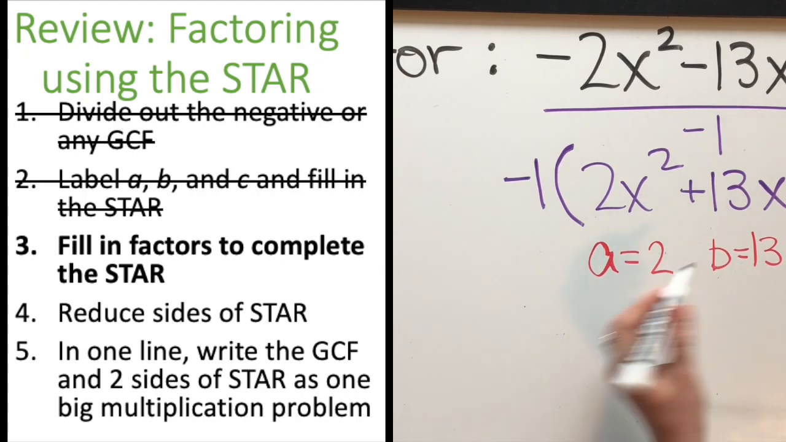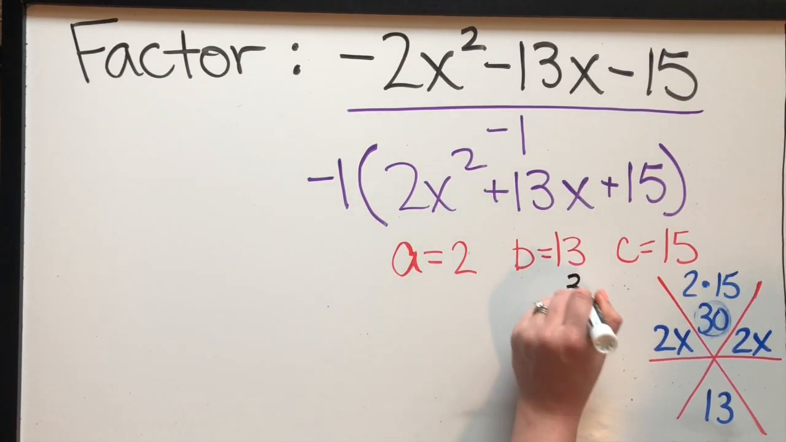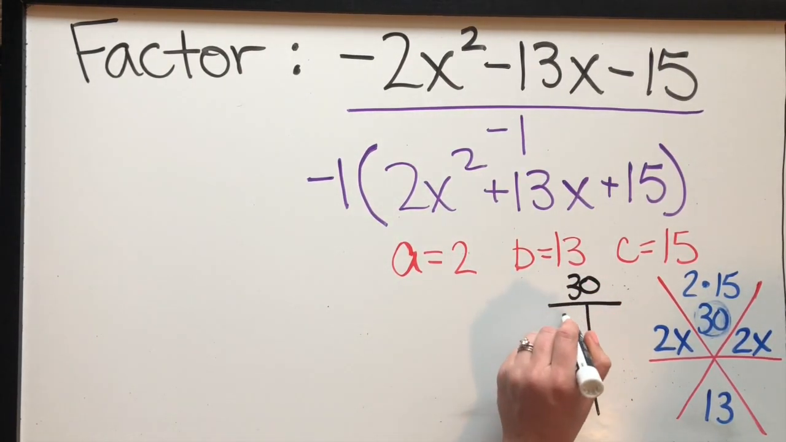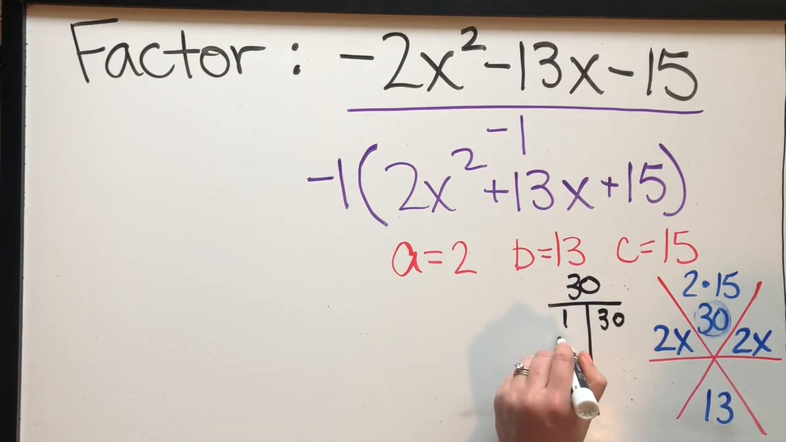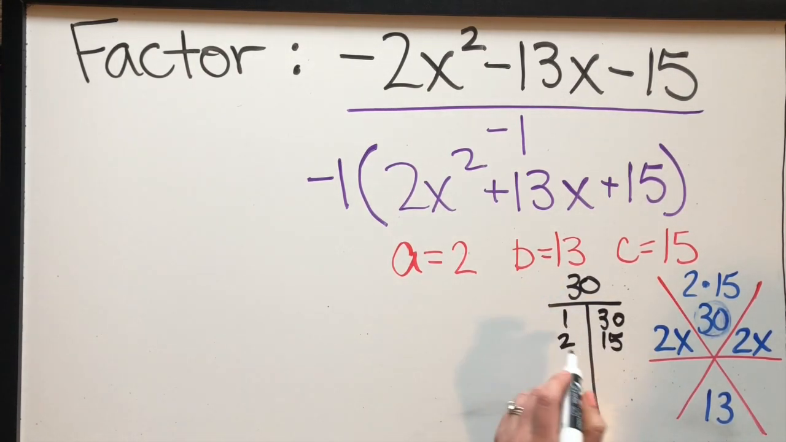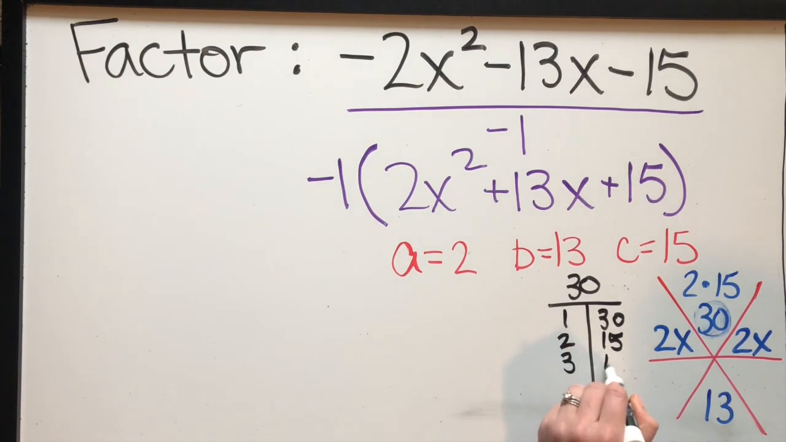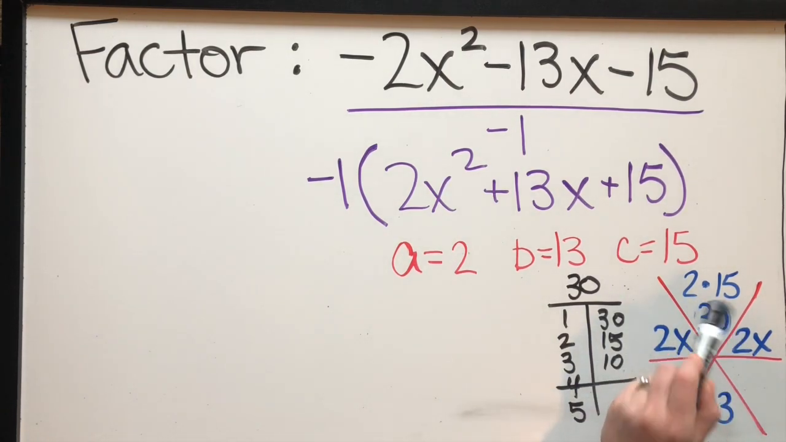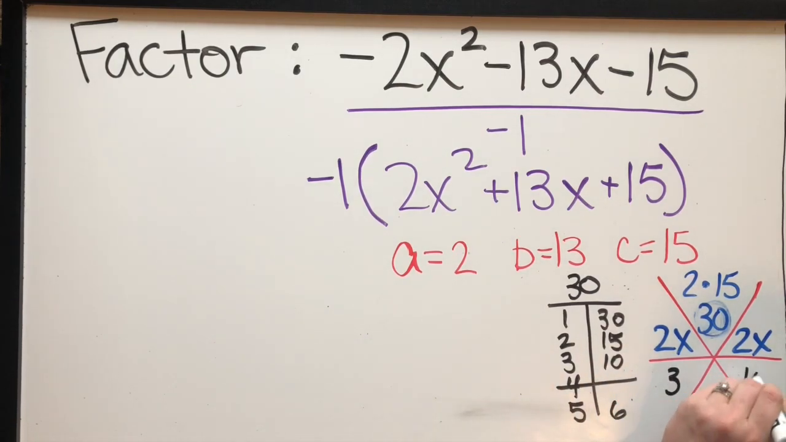So I'm going to come up with all the numbers that multiply to 30. So that's 1 and 30, 2 and 15, 3 and 10, 4 doesn't work, and then 5 and 6. Again, since these two numbers are right next to each other, I don't need to keep going. Also, 6 is on my list, so I don't need to keep going. So of these numbers, the only two numbers that could multiply to positive 30 and add to positive 13 are positive 3 and positive 10.